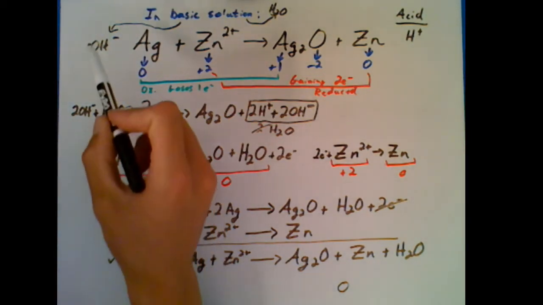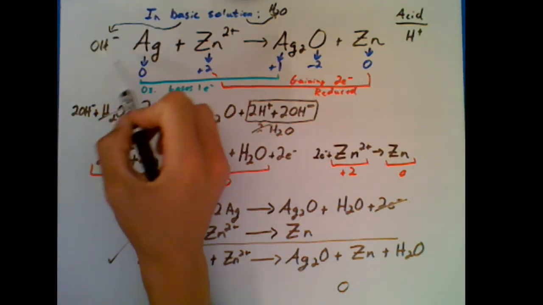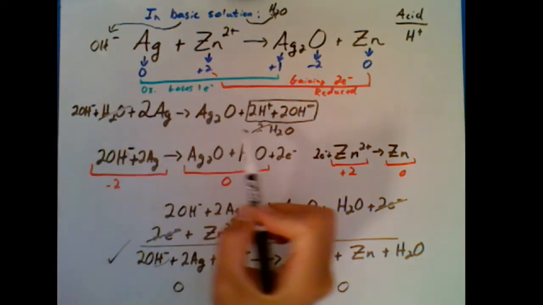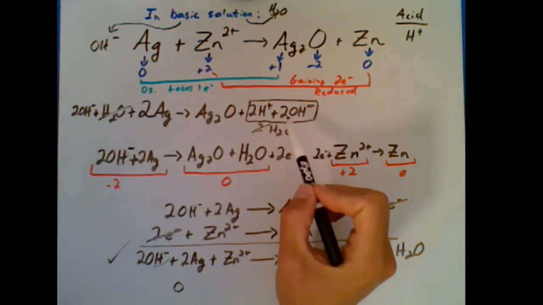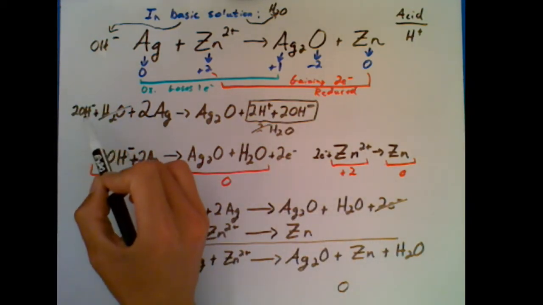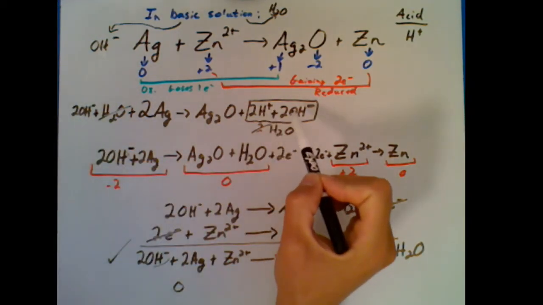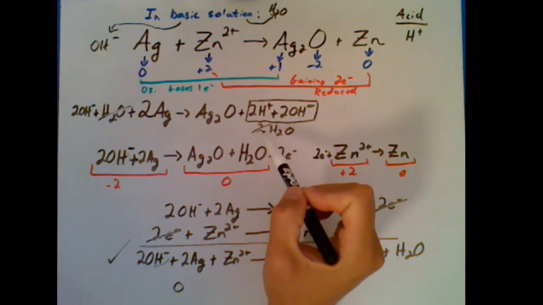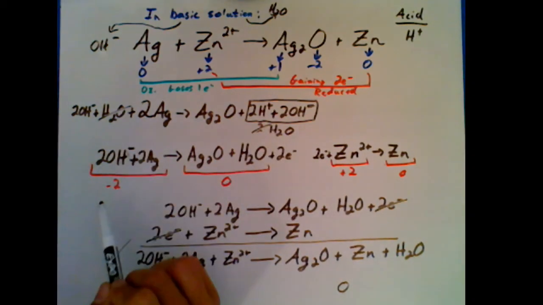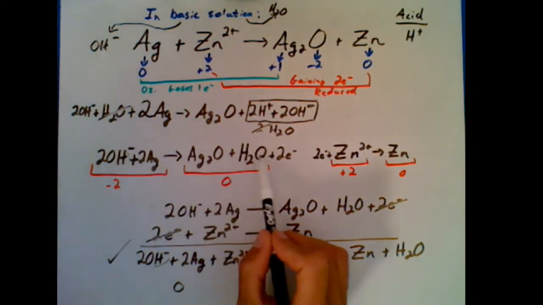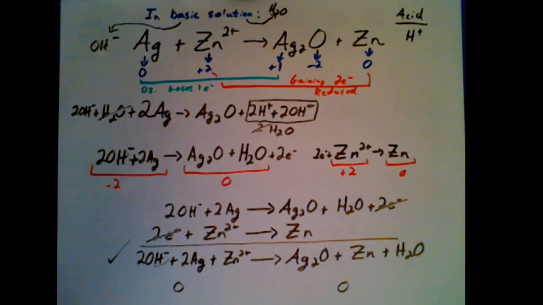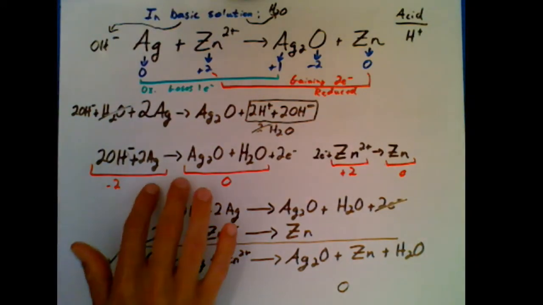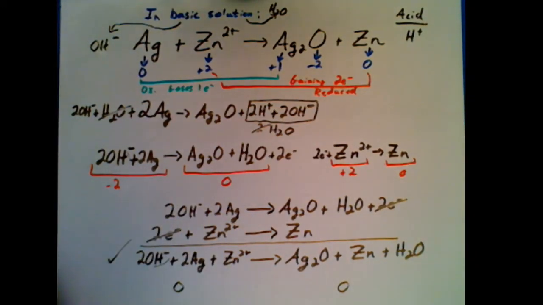So remember, in a basic solution, when you add H+, add an equal amount of OH- to both sides. The H+ will react with the OH- to make H2O and cancel any H2Os possible, and then continue your balancing with electrons. That's the only difference when working in a basic solution, and yeah, it's a little bit more work, but that is how we balance in a basic solution.